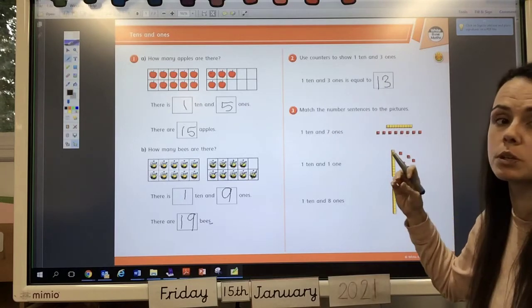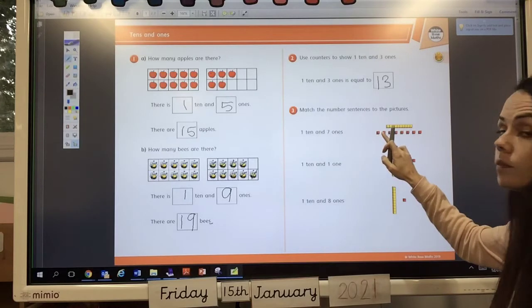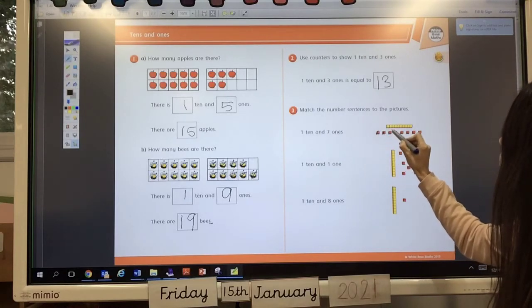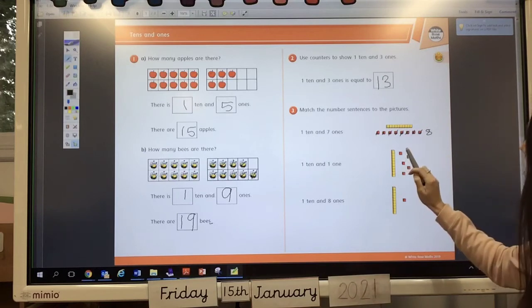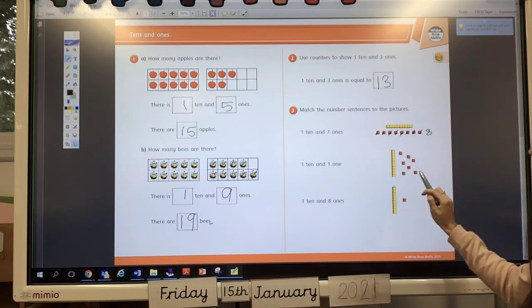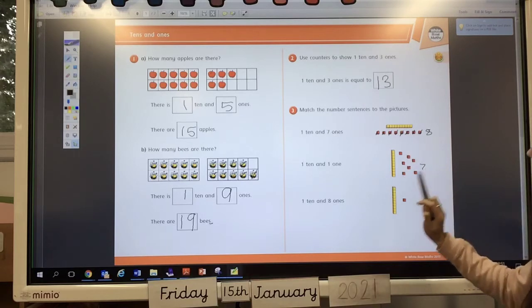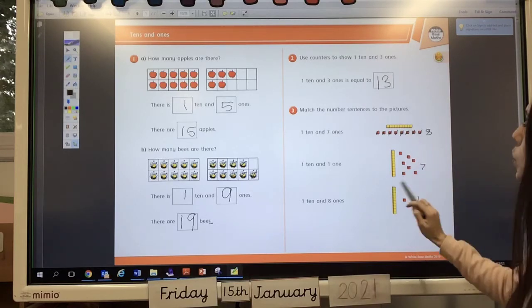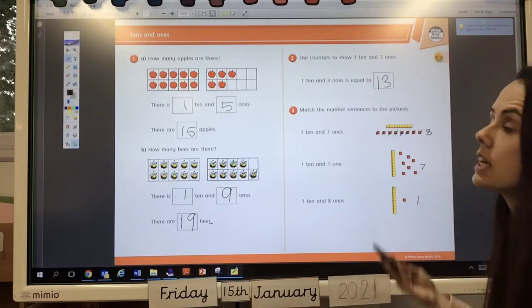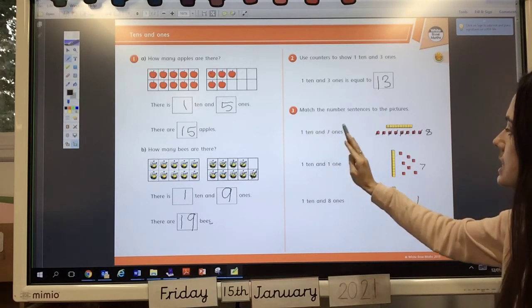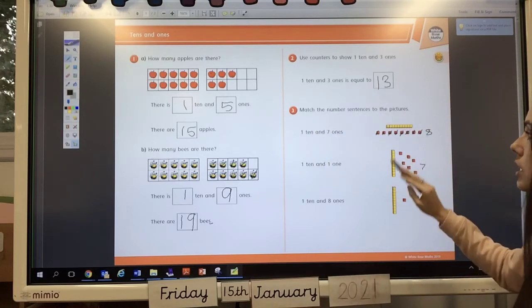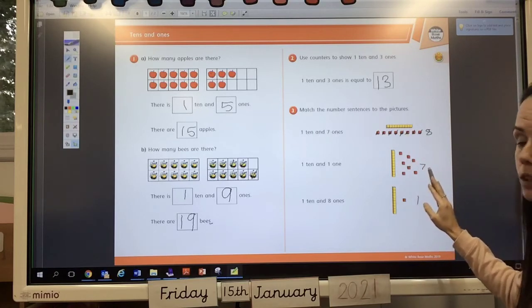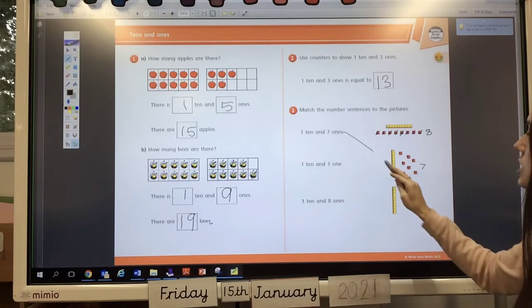Now this, the red ones, we need to count these red cubes. So 1, 2, 3, 4, 5, 6, 7, 8. That one has 8. So I'm just going to write 8 here so I remember. This one has 1, 2, 3, 4, 5, 6, 7. 7 ones, and this one only has 1 one. Now they've all got 1 ten. So what our question is asking us is find the one that has 1 ten and 7 ones. Now this one has 1 ten, but it has 8 ones. So that's not the right answer. This one has 1 ten and 7 ones. Is that the answer? Yeah, so you would match these ones up.